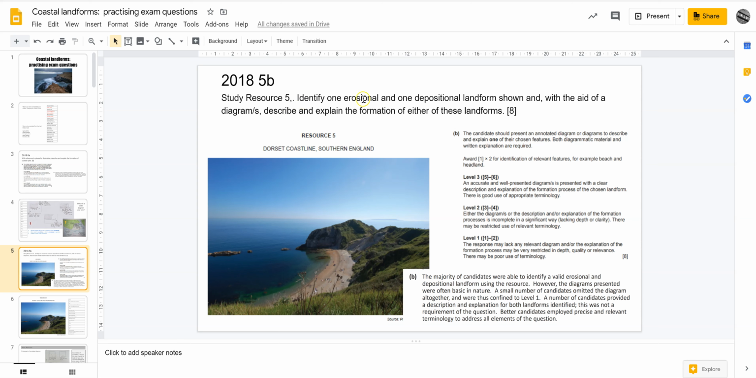Identify one erosional and one depositional landform shown. So already this is a more difficult question because they're not just identifying the landform for the students. The students are going to have to go into their heads and say, oh, right, what is an erosional landform, right? What are the possible landforms I could choose? And similarly with deposition.